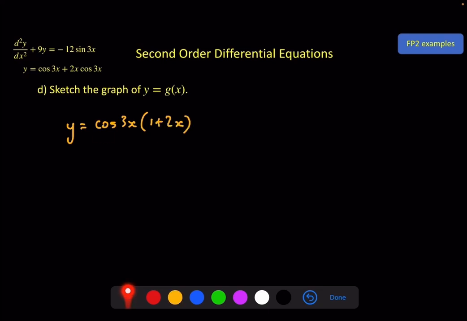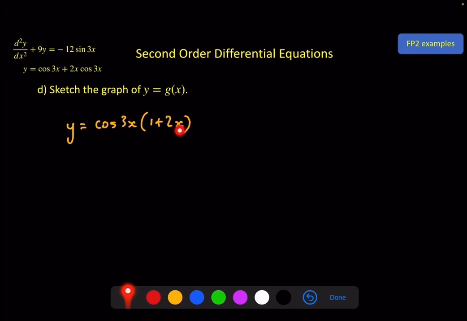I'm sure you recognize cosine 3x as a cosine curve that's just got a different period, so you've got more waves in the same period. When x is 0, this is just a 1, so you just get the cosine 3x, and when x is minus a half, you end up with a 0, so that all becomes 0. So those are two key points on your axes.